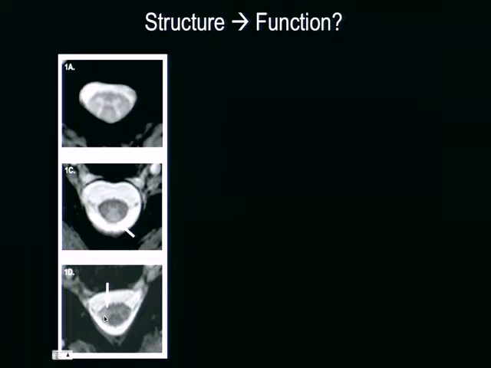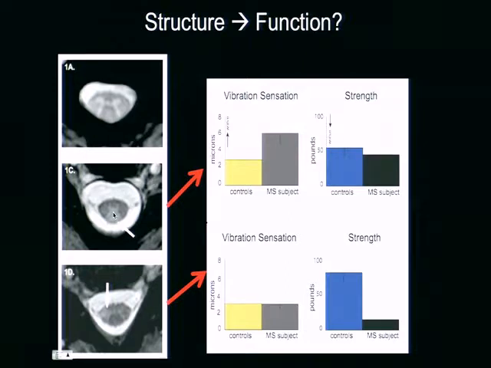I show you a couple here where the middle picture is an MS patient with obvious dorsal column involvement. This right here is a right lateral column involvement. So we would expect this particular patient to have motor deficits and this particular patient to have sensory deficits. And in fact, when we look at this one person, that's exactly what we see. Interestingly, in the patient who has the dorsal column lesion, we see that there is an altered vibration sensation dramatically in the patient, but the strength is fairly unaltered. Alternatively, when we look at the lateral column lesion, we see that the strength is dramatically altered, but the sensation is relatively intact, okay? So it seems like there's a direct structure-function relationship.